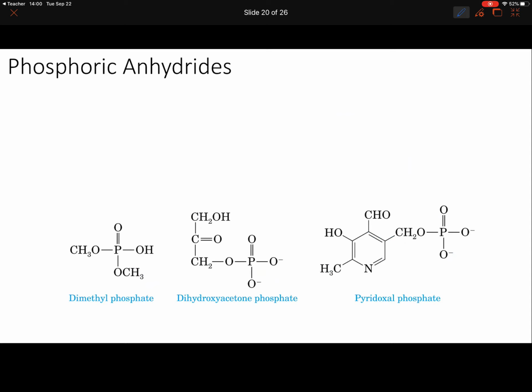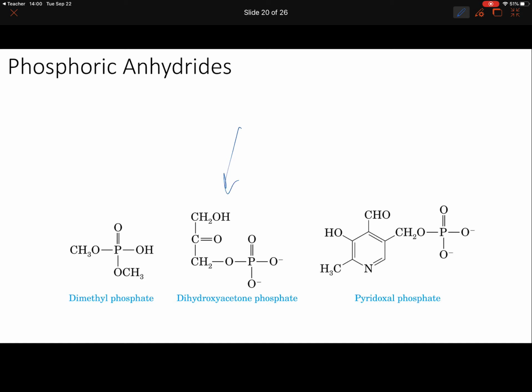Now, phosphoric acid forms mono, di, and triphosphoric esters. In more complex phosphoric esters, it's actually common to name the organic molecule and then indicate the presence of the phosphoric ester with the word phosphate or the prefix phospho. We're not going to be worrying about naming any of these, but that's how the naming kind of goes.